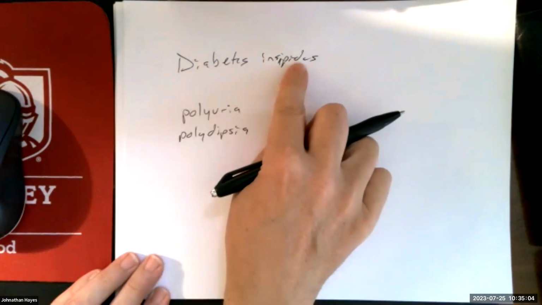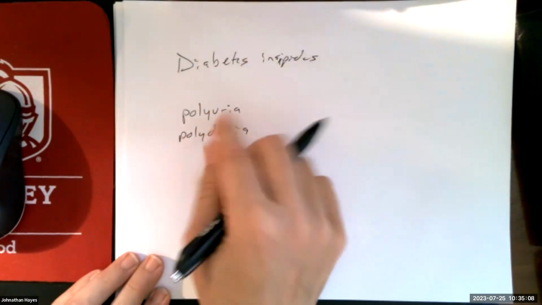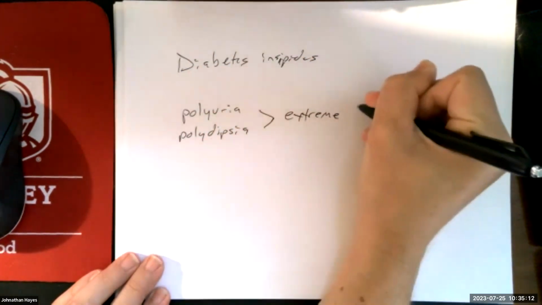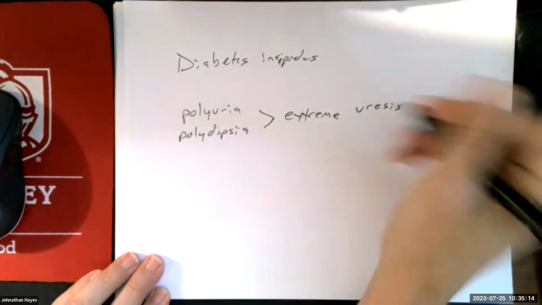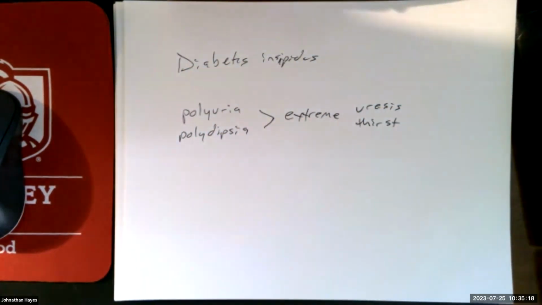So with diabetes insipidus, the difference in these signs and symptoms is they're extreme. So you get extreme uresis, extreme thirst. This could be something that's being caused by a tumor. This could be something that's caused by some type of kidney disease. This could just be something that's happening and you don't know why, right?